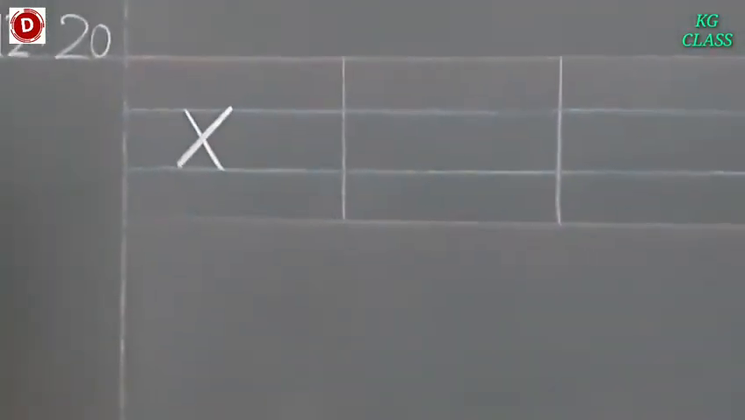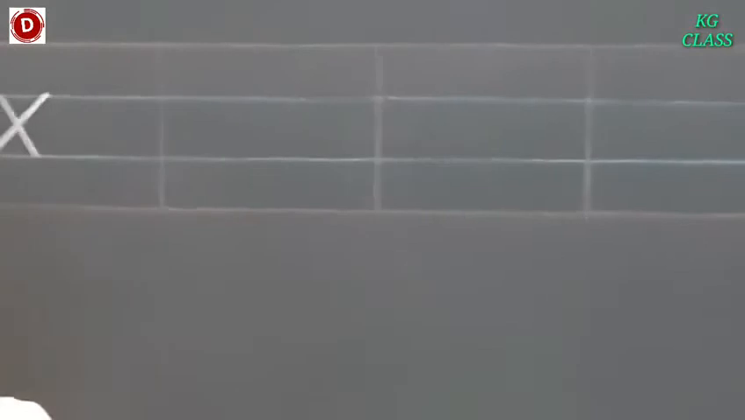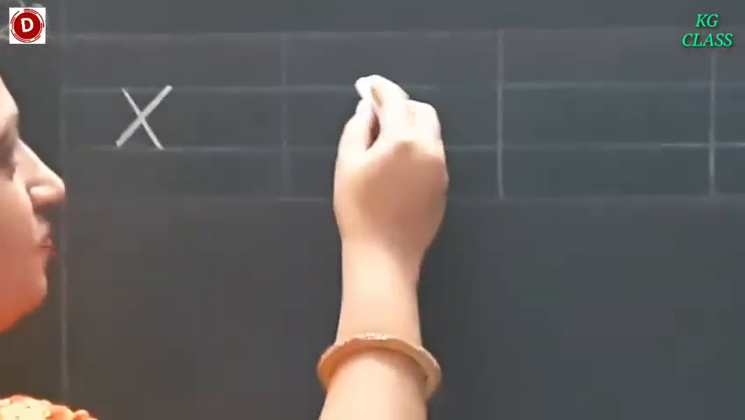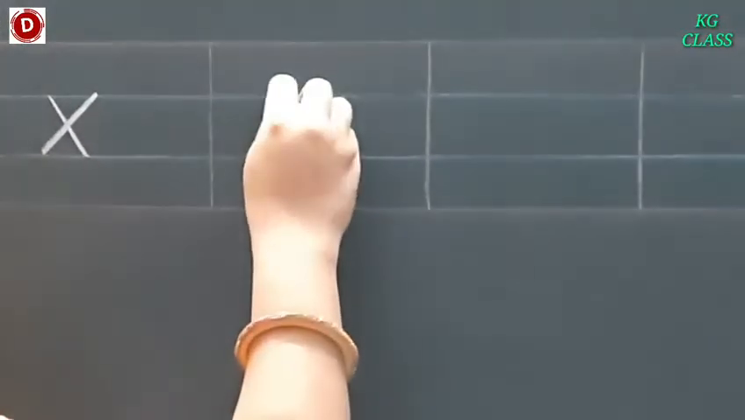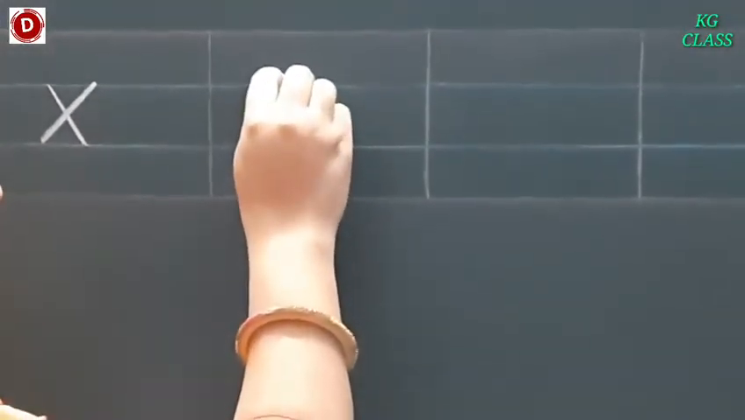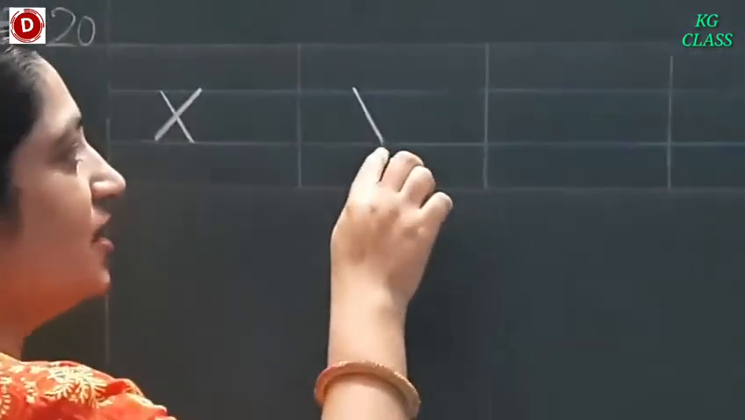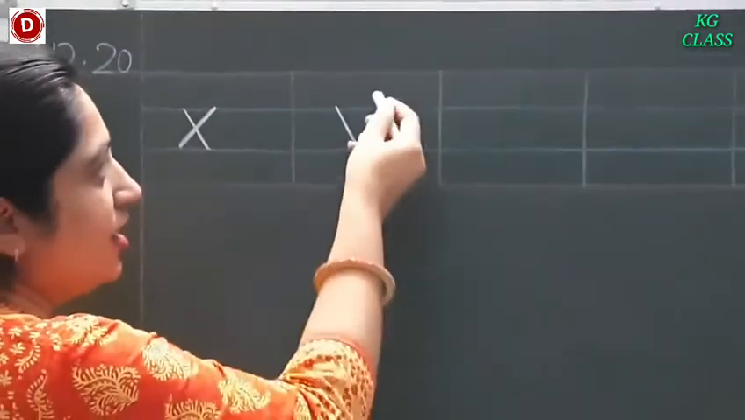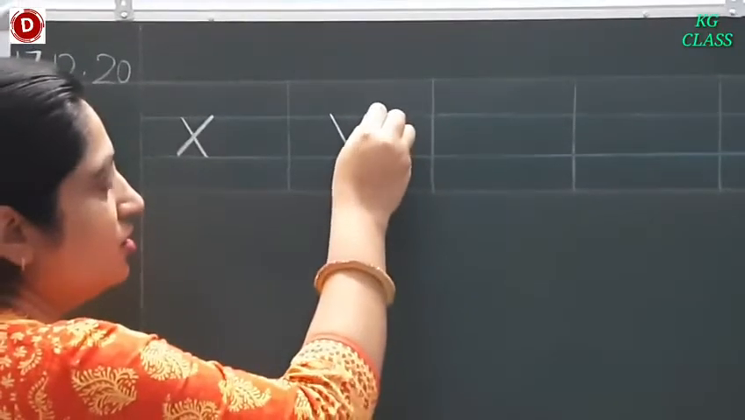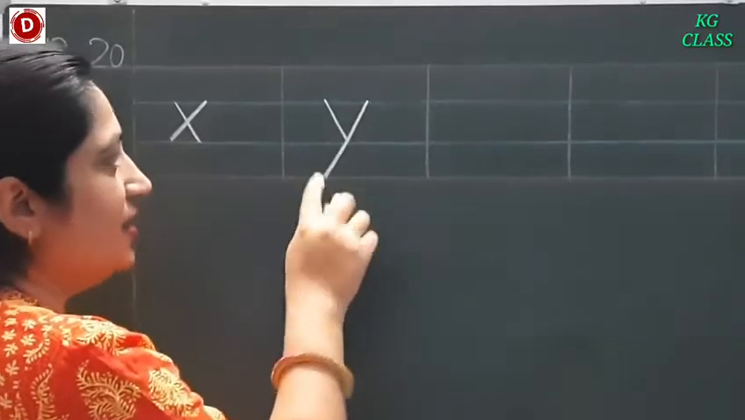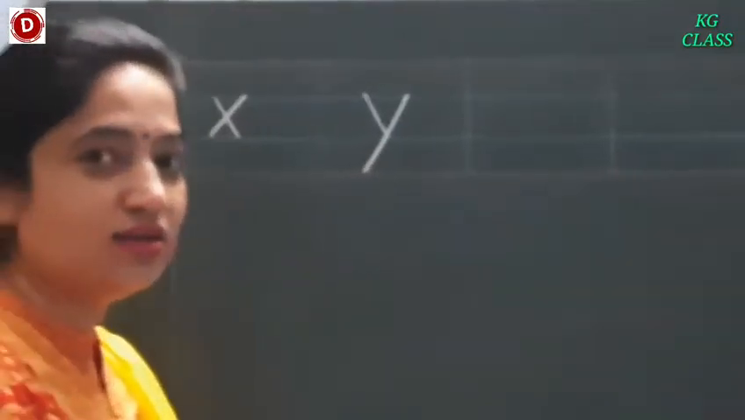Okay, in this way you have to make X. And you have to write X only in one block. Okay, in the first block. Now for Y, again you have to put your pencil on the first blue line. Make a slanting line till the second blue line and then remove your hand. Again go up. And then from here, you have to make a long slanting line like this till the red line. In this way, you have to write Y.